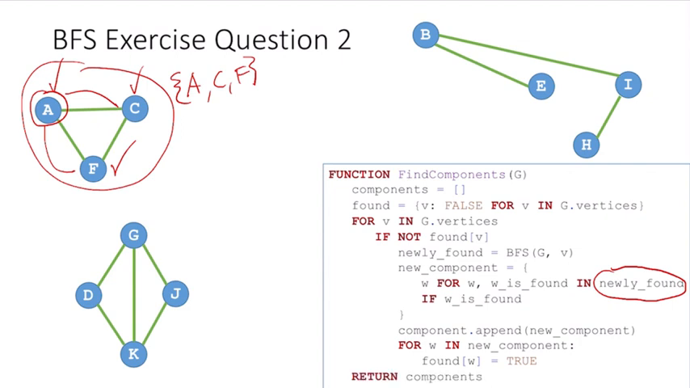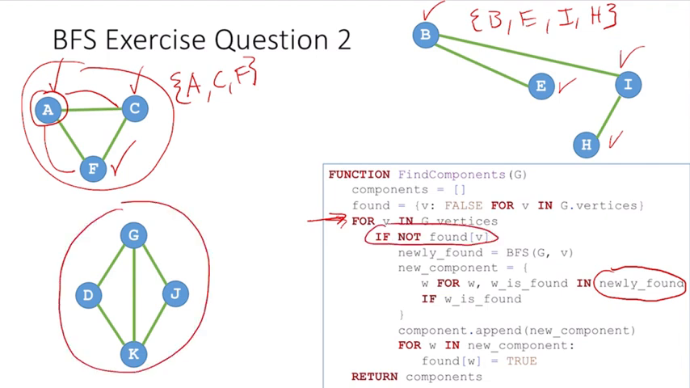So if I'm doing this alphabetically, I've found A, C, and F, and then in this next iteration here I would do B, and I would find B, E, I, and H. Mark all of those as having been found. And then in the next iteration here of the for loop again, I would start at C, but C's already been found, so I skip over it. So I'll skip over it until I start at one of these. So the next one would be D, and then I would find that set.